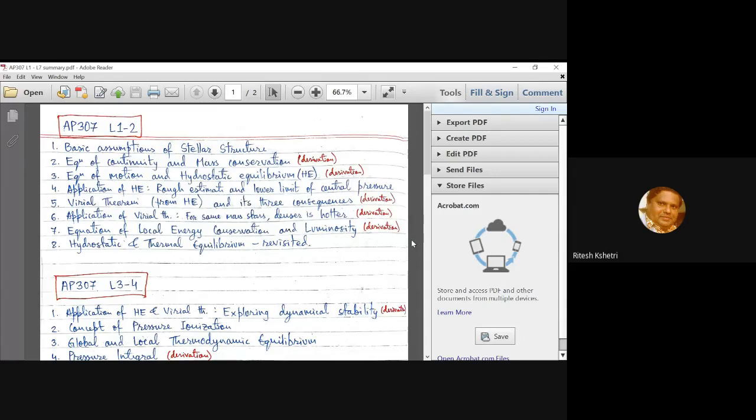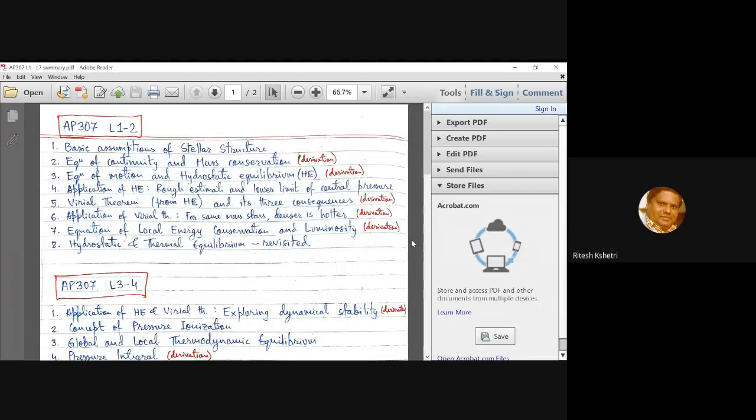In this lecture, we derived the virial theorem from hydrostatic equilibrium. There are other derivations of the virial theorem as well. A generalized derivation, we avoided it. Instead, we started with the equation of motion, then moved to the derivation of the hydrostatic equilibrium equation, and from there we derived the virial theorem. And afterwards, I spent some time discussing the various consequences of the virial theorem when applied to a star.